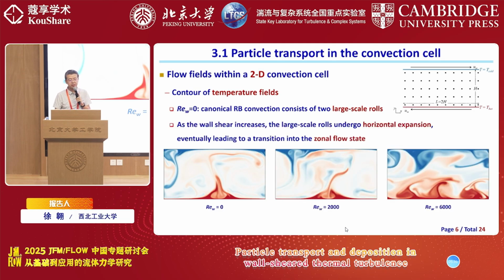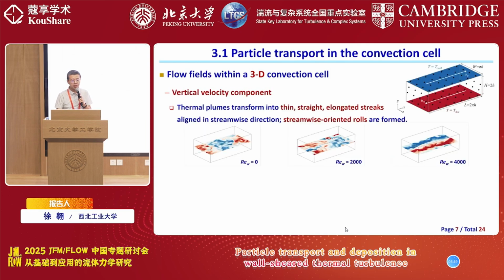And when we increase the wall shear strength, in the 2D case, the large-scale rolls will undergo horizontal expansion, eventually leading to the transition to the so-called zonal flow state. This is particularly for the 2D case. And when we do the 3D simulation with Re_w equals 0, this is conventional Rayleigh-Bénard convection. There are thermal plumes, and when we increase the wall shear strength, it will transform into thin, straight streaks. Eventually, when the shear strength is very high, we observe these streamwise-oriented rolls.